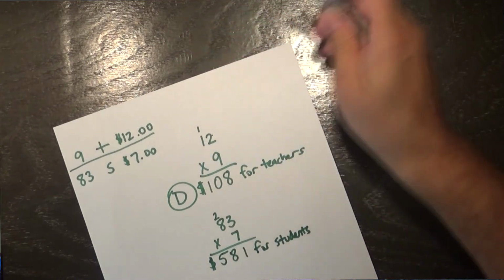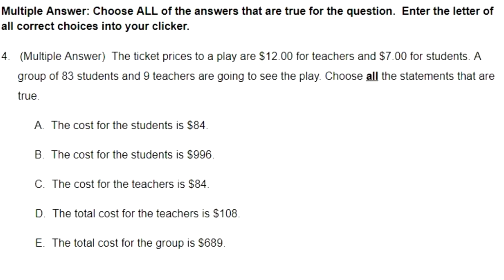There's 83 of them. Now, as I look at my multiple answer options here, A says the cost for students is $84. B says the cost for students is $996. Let's take a look at this again because I found out it was $581. This is what I like to call a trick question, kind of, because they're giving us 2 options and neither one is correct. It's not costing $84. It's not costing $996. Therefore, I know that A and B are not correct. My math says those are not correct.